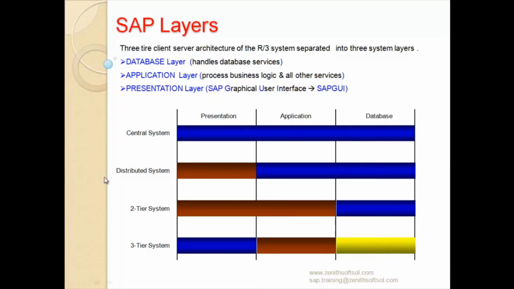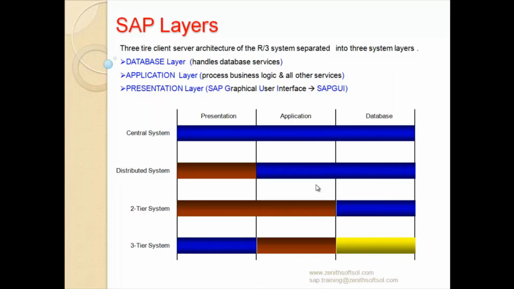If you're installing presentation on one layer and application and database on another system, then this kind of system we call a distributed system. Here also the company won't recommend it. Why? Because if something goes wrong with the application or the database, then it is very difficult to analyze where the issue is arising from. So that's why SAP didn't recommend using the distributed system.